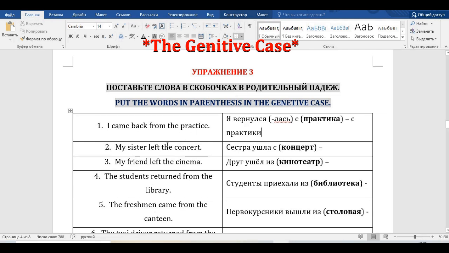My sister left the concert. Сестра ушла откуда? From where? С концерта. Concert is another event. That's why we use the preposition с. My friend left the cinema. Друг ушел из кинотеатра. Кинотеатр is a place, and here we mean that it's a building. Из откуда? Кинотеатра.